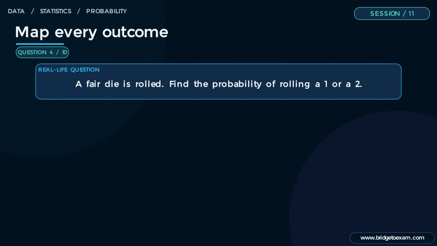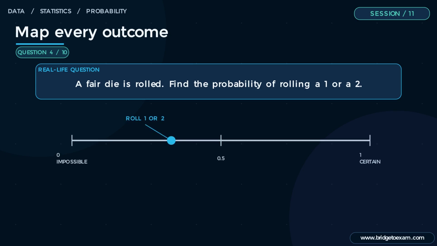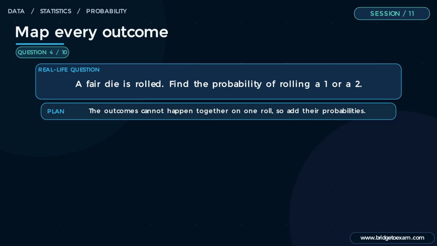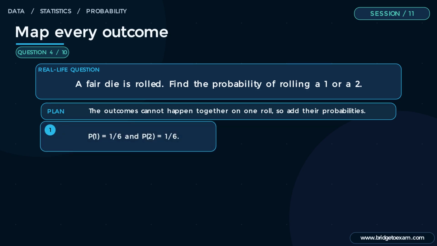Example 4. A fair die is rolled. Find the probability of rolling a 1 or a 2. The probability scale locates the result between impossible and certain. Plan. The outcomes cannot happen together on one roll, so add their probabilities. Step 1. P(1) equals 1/6 and P(2) equals 1/6.